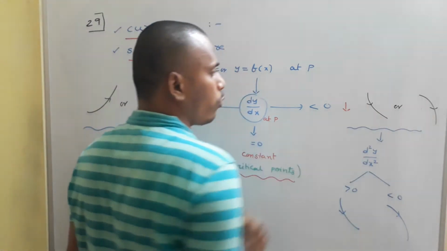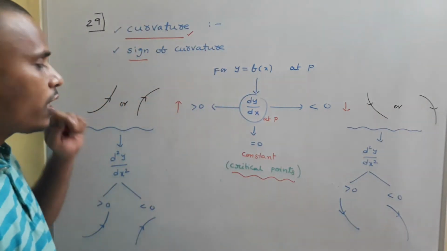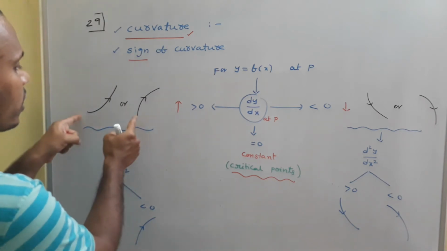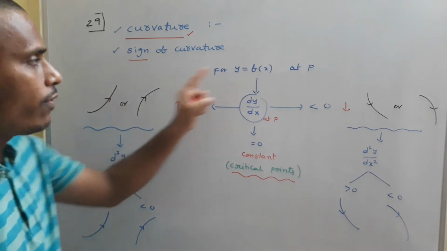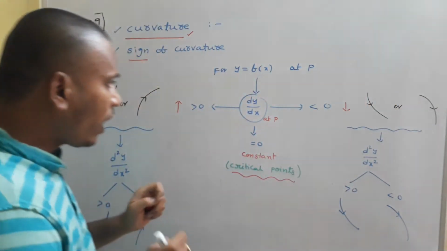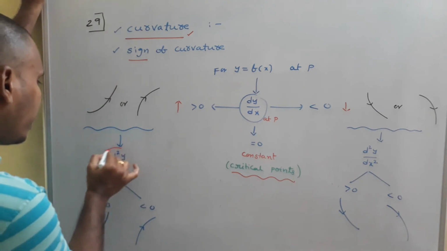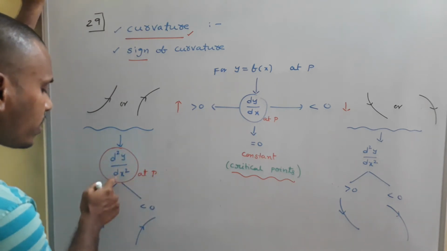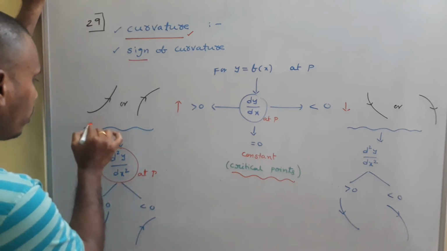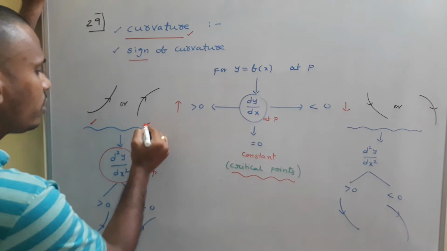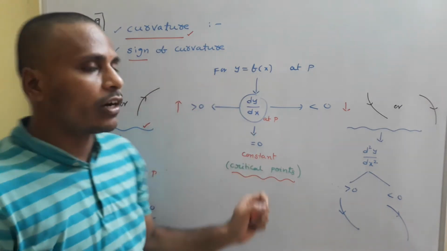Okay? And if the derivative is less than 0, the function is decreasing, then the graph may be any one of these two possibilities. If the function is increasing, the graph may be any one of these two possibilities. Now we need to decide which one is correct for the given function. Then in that case we need to think about the second derivative, d square y by dx square at P. If that second derivative at P is positive, this is the graph. If the second derivative at P is negative, this is the correct graph for the function at the point.